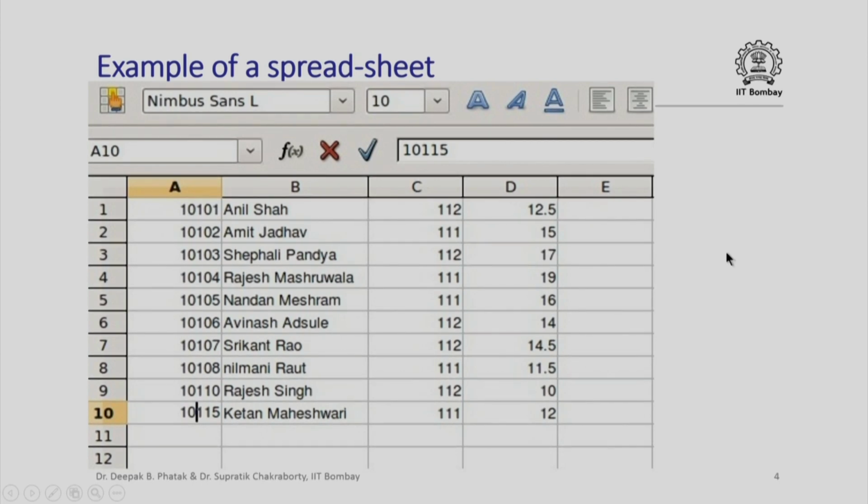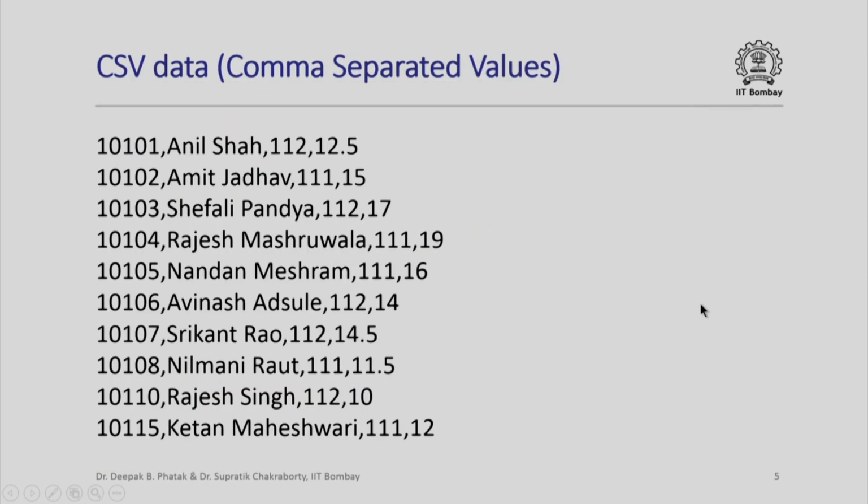Now, while spreadsheets store this data in a specialized format, it is also possible to save a spreadsheet in a plain text format, a format called comma separated values. What the spreadsheet does is it puts one line for each row, putting value, comma, value, comma, value, comma, value in that fashion for all the rows. Here is how a CSV data file will look. So, I have here for example roll number, name, batch number and marks, and there are as many rows as there are students in the data file.